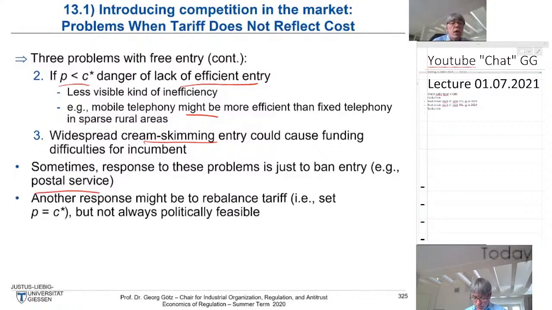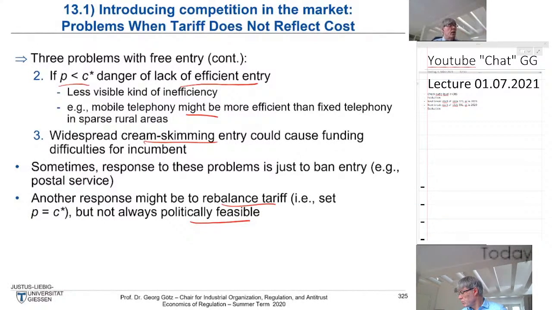Another response, of course, the standard thing, would be to just make your prices cost-based, and that's called rebalancing the tariffs. But the problem is that this is not always politically feasible, to say, okay, urban areas you get much lower prices, rural areas you get very high prices. Or in terms of German electricity, I have alluded to that many times.